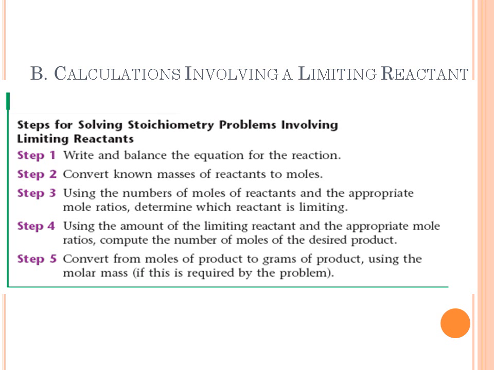Summarising our method again, first of all we need our balanced equation and we need to convert all of our masses into moles. Then using our mole ratio we need to determine the number of moles of reactants and hence determine which one is going to be the limiting factor. Once we've got the limiting factor, we can use that mole ratio to work out how many moles of our product we're going to produce, and then we can convert from moles back to grams again.